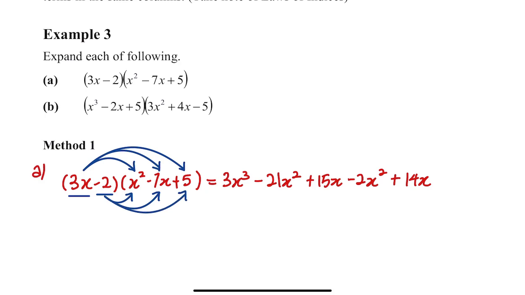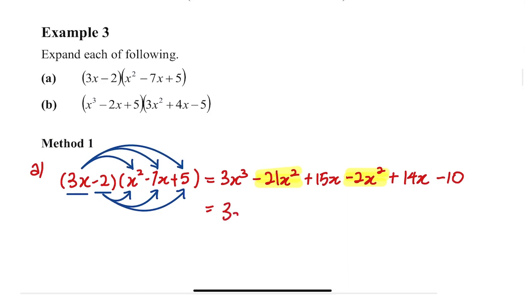I will get minus 10. Okay. Then now I simplify, combine all the like terms together. So let me highlight all my like terms. Negative 21x squared. This is a like term with negative 2x squared. Okay, so therefore, combine together, 3x cubed, negative 21 minus 2, I'll get minus 23x squared.